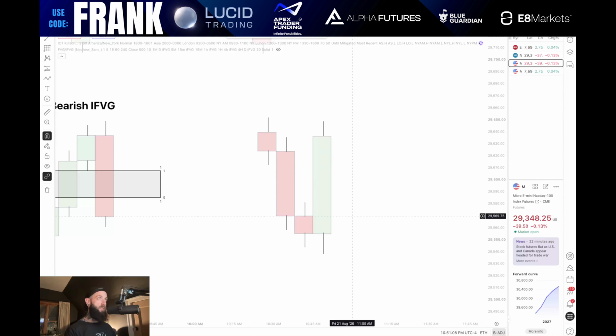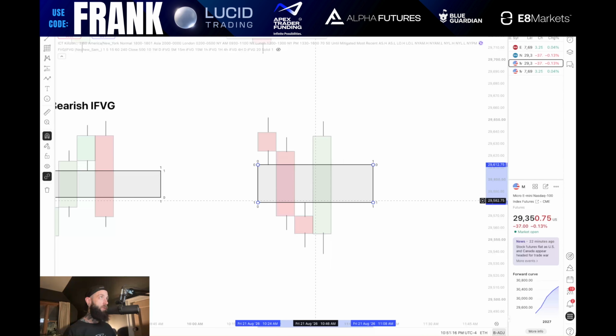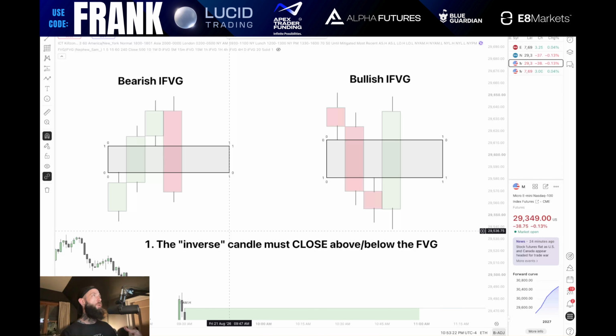Now, if we take a look at this example, it's the same exact thing. We have a bearish fair value gap, which we will mark out right here. And you can see this green candle here, this bullish candle, displaces up and closes above our fair value gap. What do we call this? A bullish inverse fair value gap. Okay, so there's a few things I want to note before we go any further.